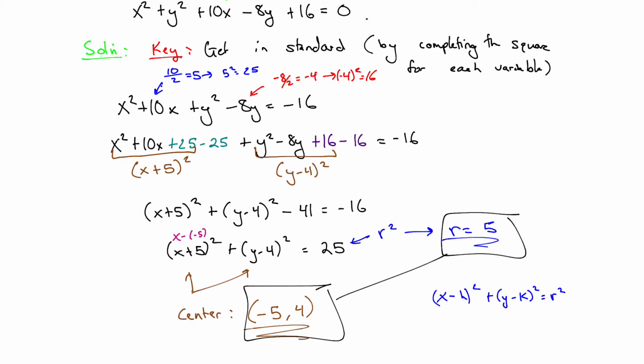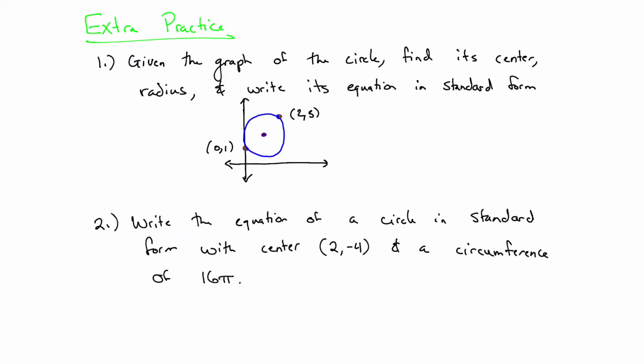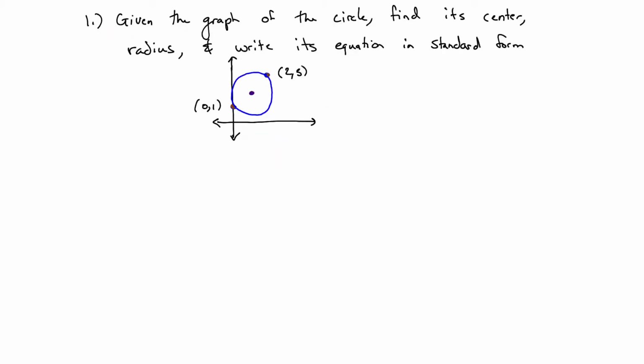Okay. So we'll move on to our little extra practice problems, and I've only got 2 today, but I think they're pretty fun ones. The first one is, given the graph of the circle, find its center, radius, and write its equation in standard form. It's not a perfect picture, but assume that these 2 points are points on a diameter, so they go straight through the center. The second one is, find the equation in standard form with center at 2 comma 4 and a circumference of 16 pi.